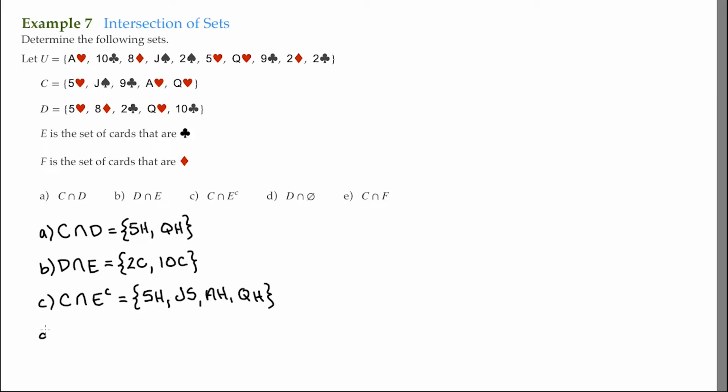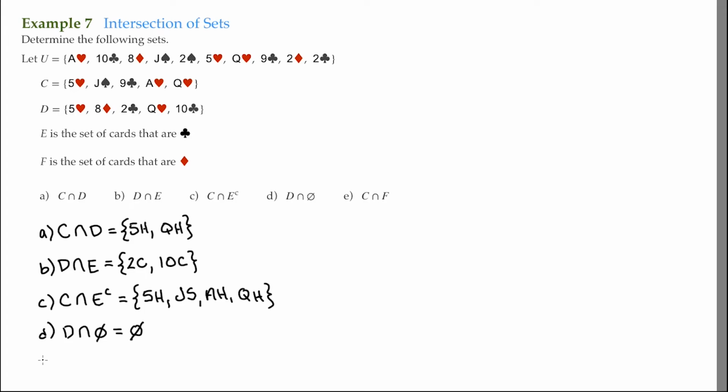For letter D, we have set D. Where does that intersect the empty set? Now, there are no elements in the empty set, but D has plenty of elements. So they don't have anything in common. There is nothing that overlaps. So where does D intersect the empty set? That's the empty set. And we could just go ahead and put it with that circle with a line through it.